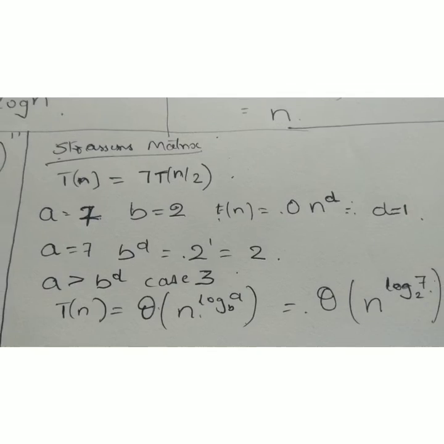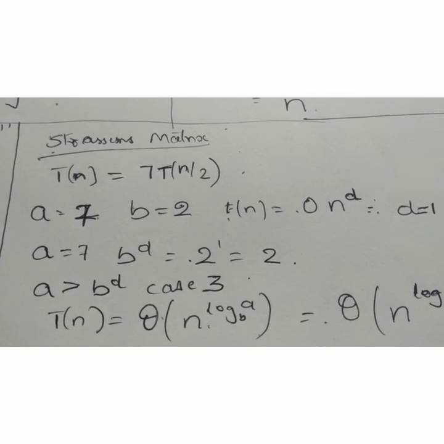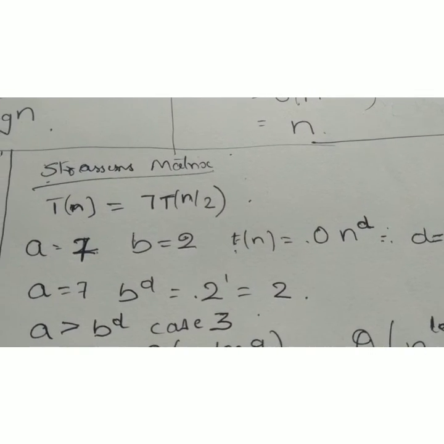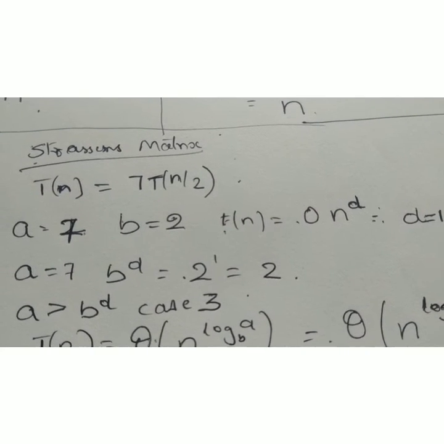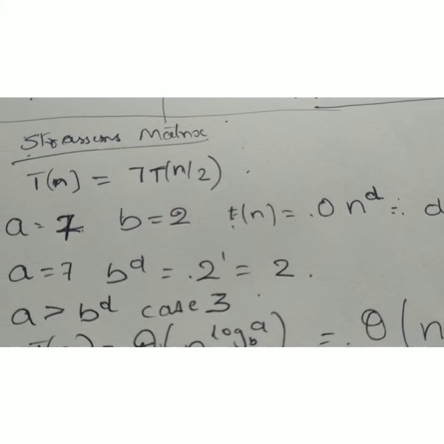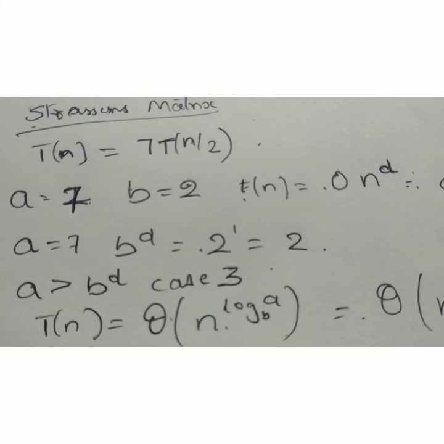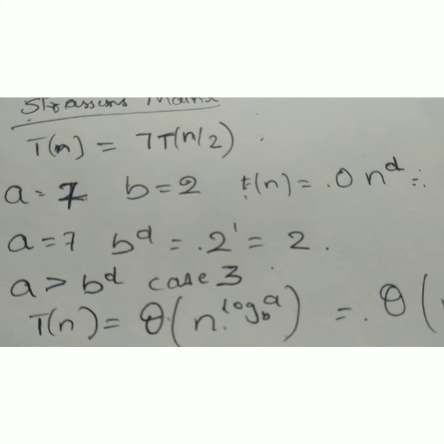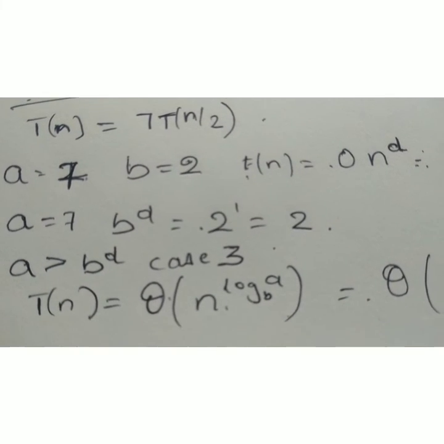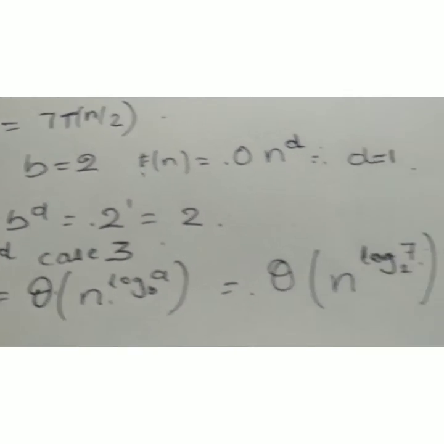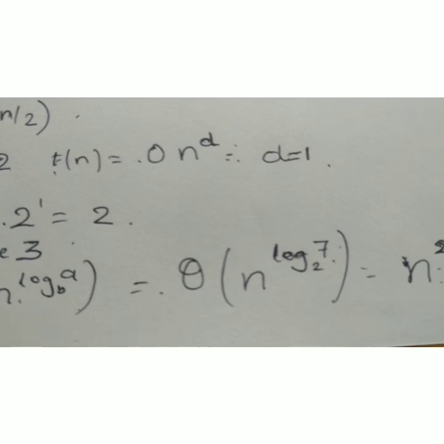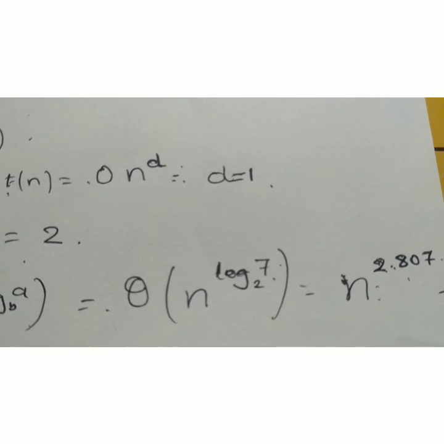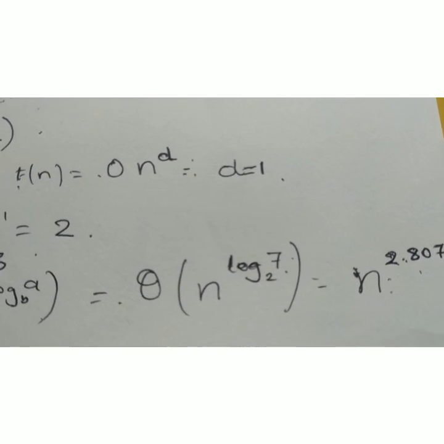Similarly, for Strassen's matrix multiplication, it is 7T(n/2). It can be considered as 0 into n to the power of d, that is, the function is plus 0. So a is equal to 7. Now it belongs to case 3 because a is greater than b to the power of d. So that means n to the power of log a base b, so n to the power of log 7 base 2. Log 7 base 2 is 2.8. So n to the power of 2.8.